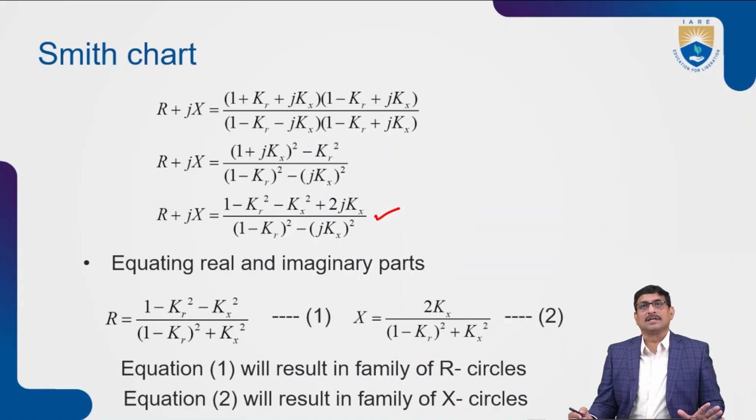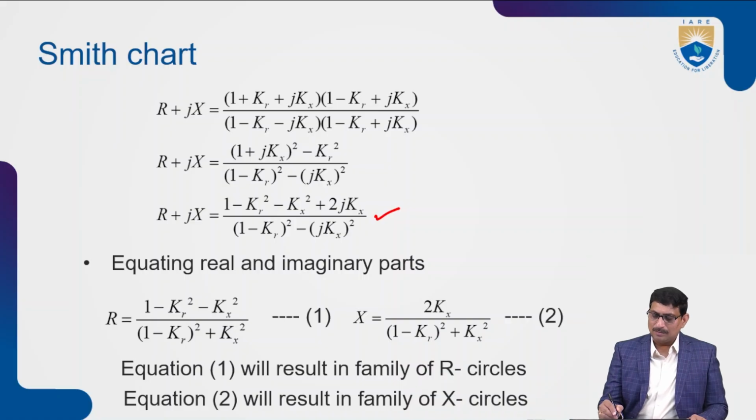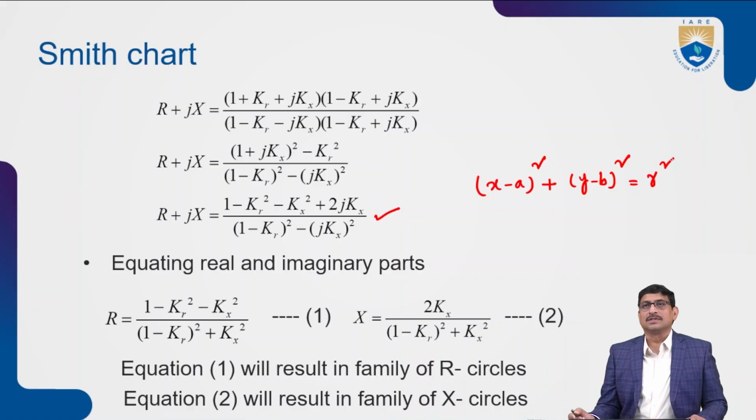Equating the real parts on both sides gives the family of R circles. Equating the imaginary parts on both sides gives the family of X circles. The circle expression must look like (x − a) squared plus (y − b) squared equal to r squared. This is the general circle equation, where (a, b) is the center and r is the radius.